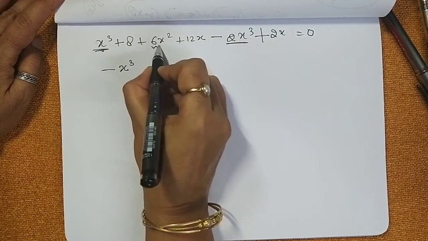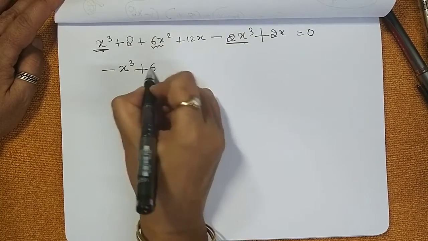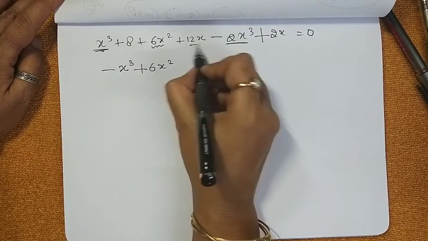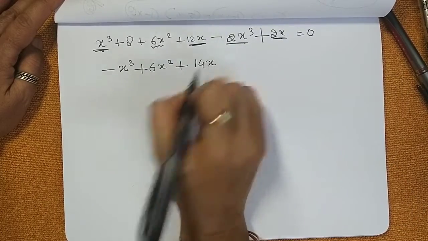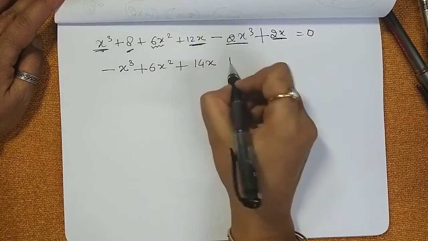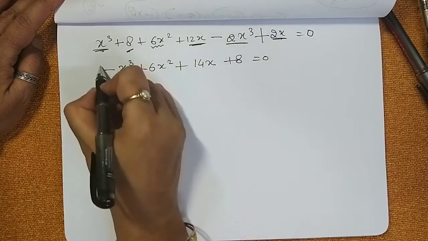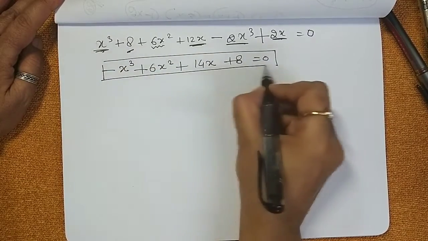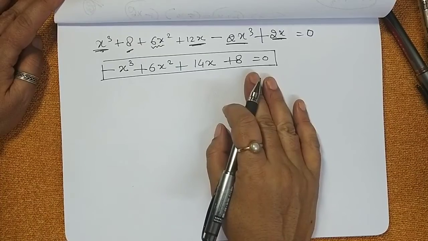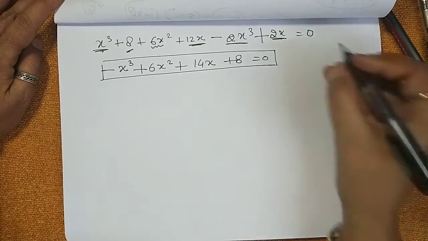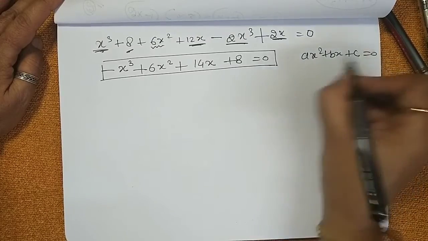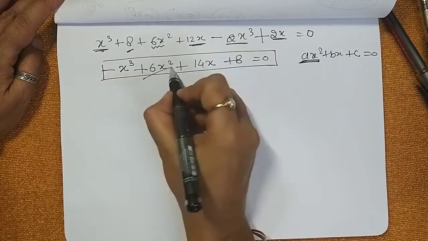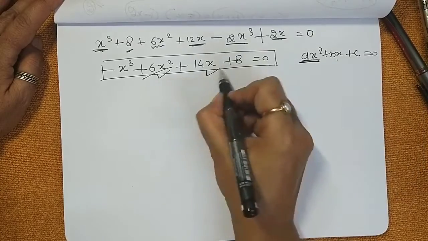Now x square term is single, that's it. So plus 6x square. Now this is 12x and this is 2x. So it is 14x. And left over is 8 plus 8, is equal to 0. This is my final equation. So in this, compare it with ax square plus bx plus c. So ax square term is there, yes, it is there. bx, yes, c is there.